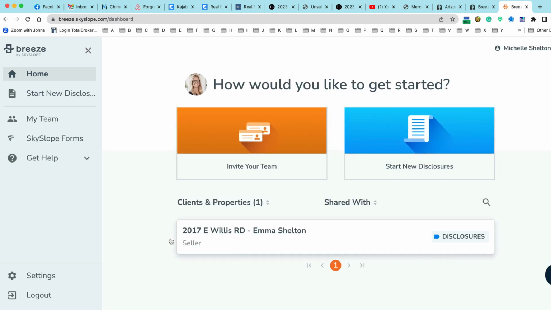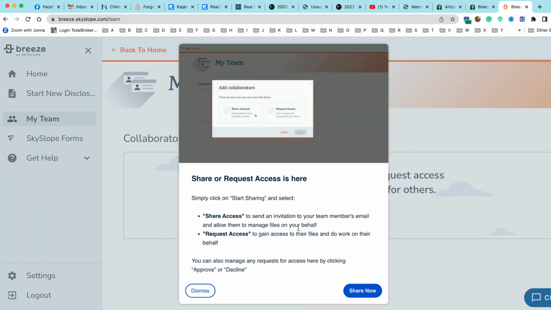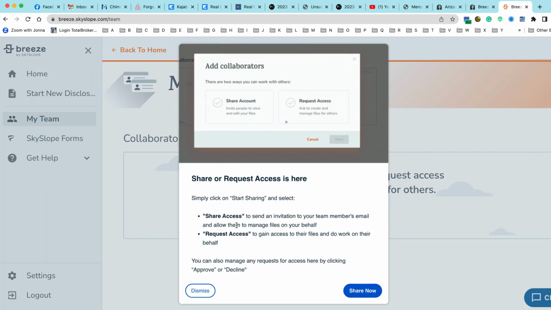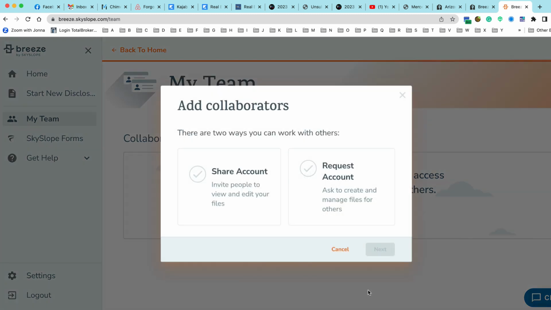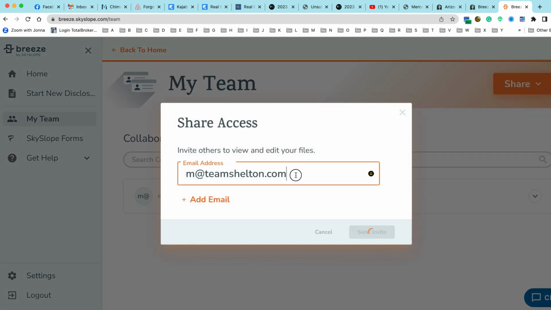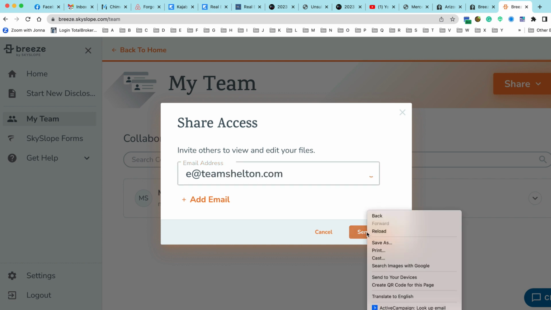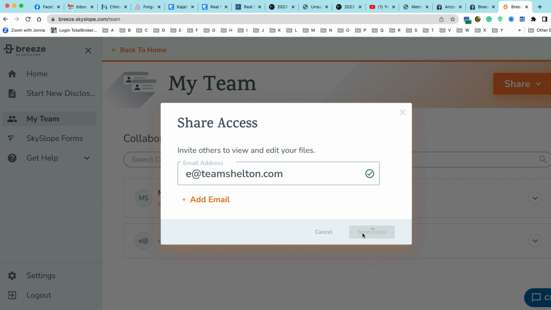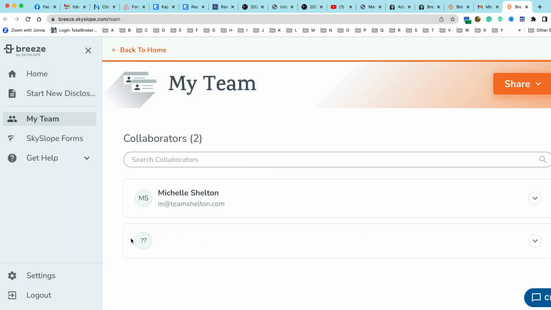And then I haven't done anything past this. I put in a random address and sent that to Emma so that we could kind of play with this. But I'm going to go ahead and see if I can get this set up. And I'm going to invite my team. So share or request access is here. I'm going to do share now, share account, because Emma and I work together. And we'll invite Emma. And now, I don't know why it still says question mark. That's kind of weird.